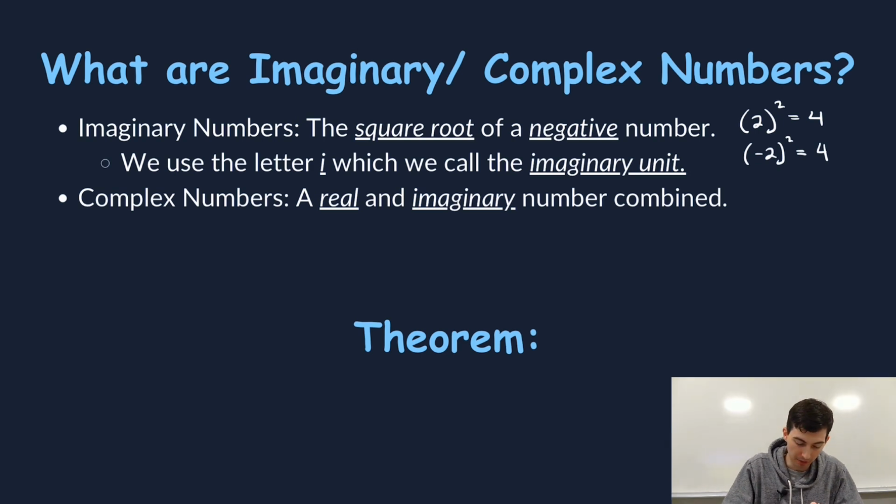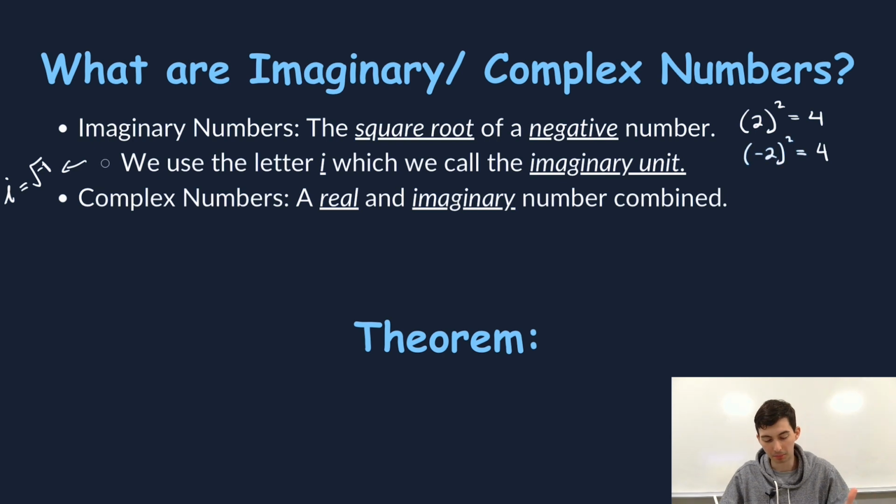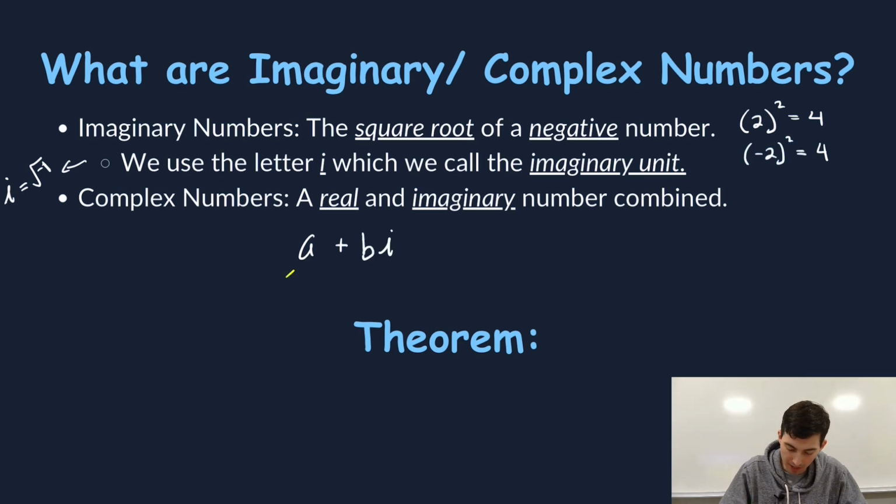And so I'm going to try and write this out here. i, and I'm going to use this cursive i, is the imaginary unit, which is the square root of negative 1. Okay? Now a complex number is just a real number and an imaginary number being combined. And so usually we write this as a plus bi, where a is our real number. And since b has the i with it, this is going to be our imaginary number.